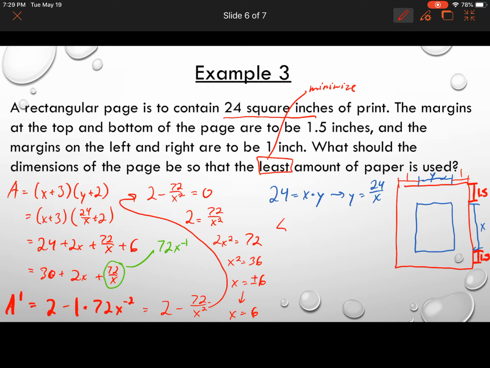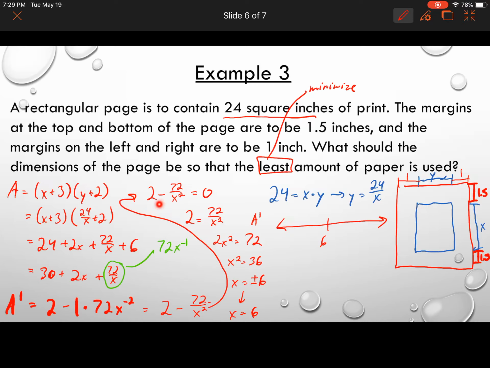And our only x value is 6. Since there's only one x value, it's most likely the minimum, but let's verify just to be sure. So remember, we're plugging these into the derivative. So let's test out 0. Actually, we can't test out 0.